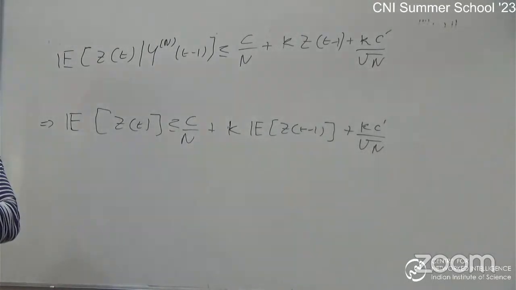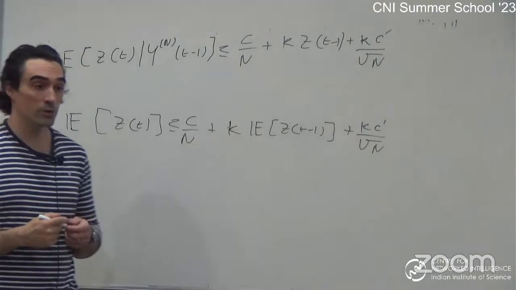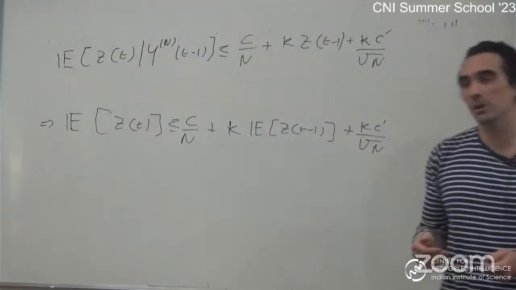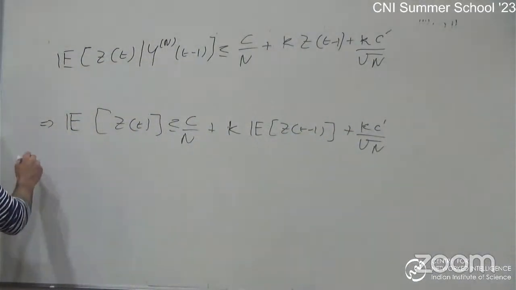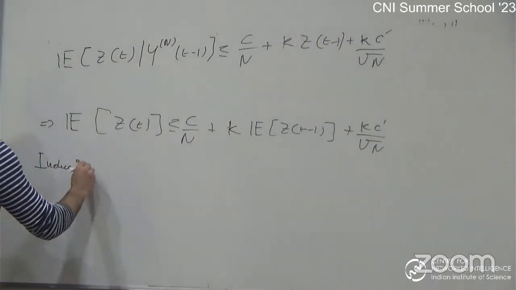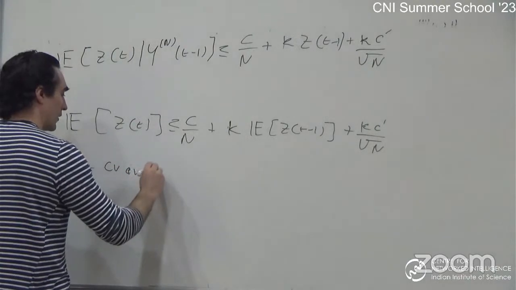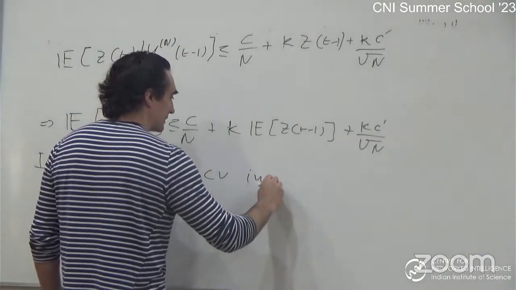Okay. And you prove that by induction it is converging to 0. You have a convergence in norm 1, and therefore you have a convergence in probability. So the last argument is: induction step plus convergence in norm 1 imply convergence in probability.